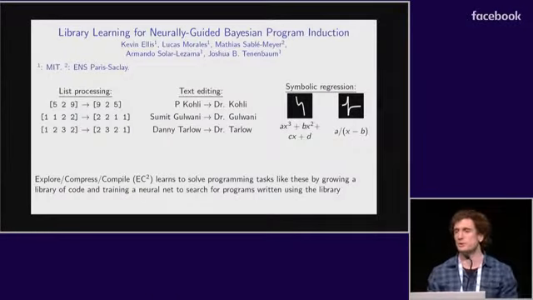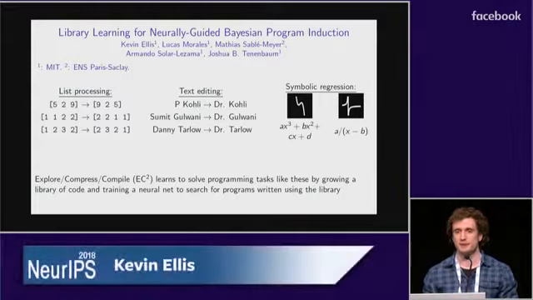Hi, thanks. So what we want to do is make machines that learn how to program. And we want to do this without giving it example programs, and we also want to do it without giving it a powerful domain-specific language to start with. So we have a new algorithm called Explore, Compress, Compile, or EC squared, for accomplishing this task.